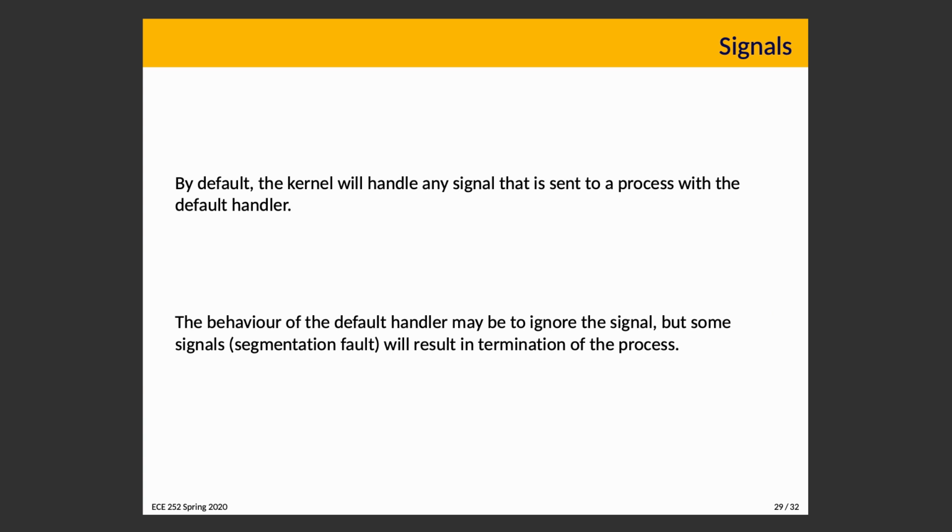By default, the kernel will handle a signal that is sent to a process with the default handler. And there's a little table coming up with a set of default handlers, and there's some of them where the default is just ignore. There's some of them where it results in termination of the process.